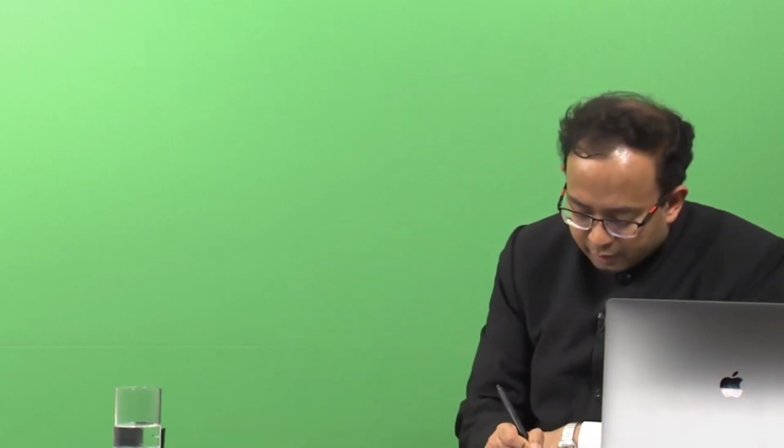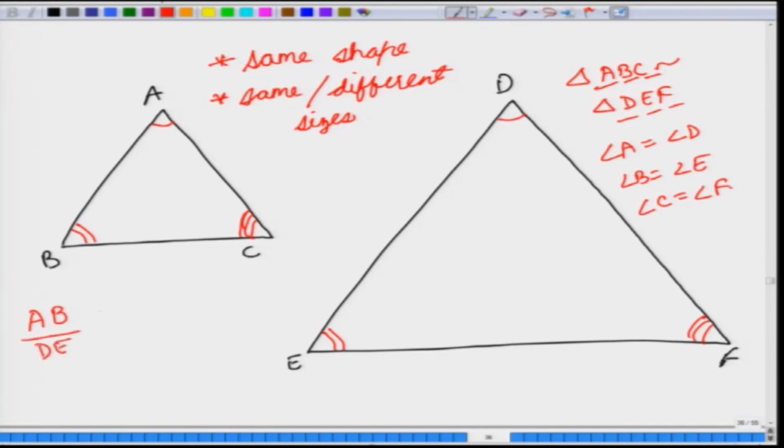the same proportion, which would mean that if we take the ratio of AB by DE, this will be the same as the ratio of BC divided by EF, which is equal to CA divided by FD. So, in the case of similar triangles, you have the same shape, the corresponding angles are equal, and the sides are in the same ratio. Now, if we are able to get two triangles that are similar and we know at least one dimension of both of these triangles, then we can find out the other dimensions.